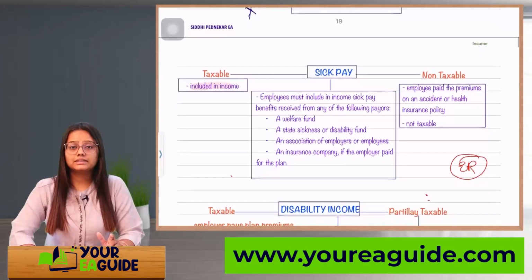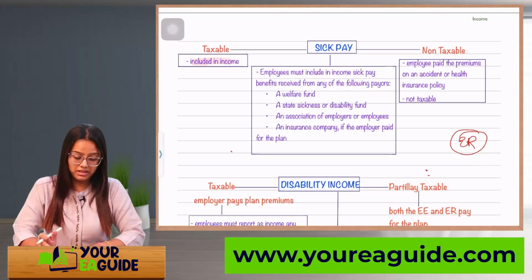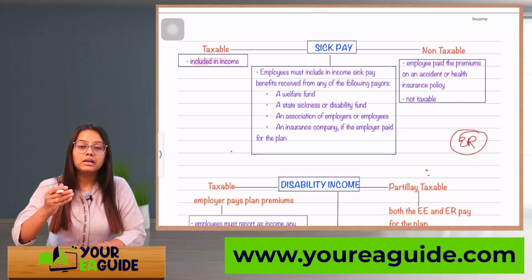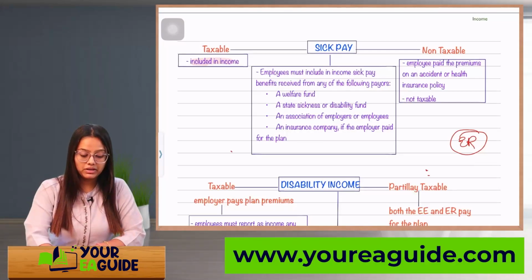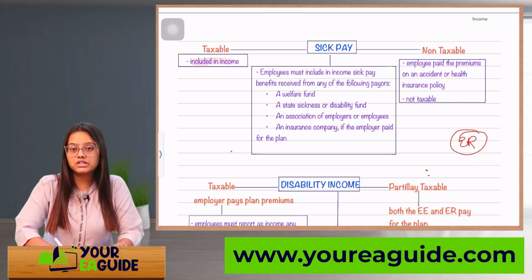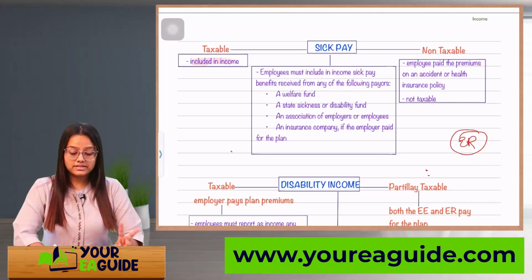Next is sick pay. Whenever a person receives sick pay, that will be taxable. But what do you mean by sick pay? Like, what must the employee include in the sick pay? When they receive anything from all these funds, what are these funds? Welfare fund. The payer is a welfare fund, or a state sickness or disability fund, right?